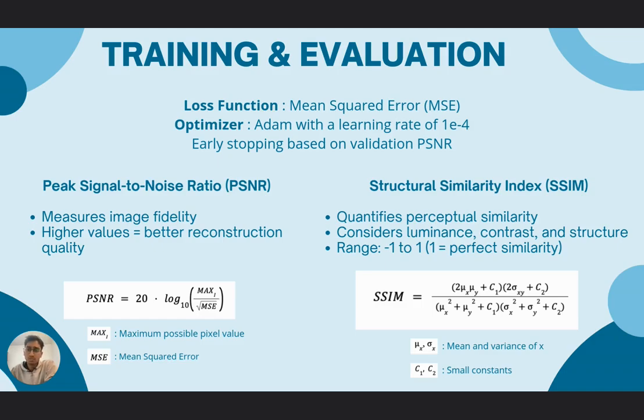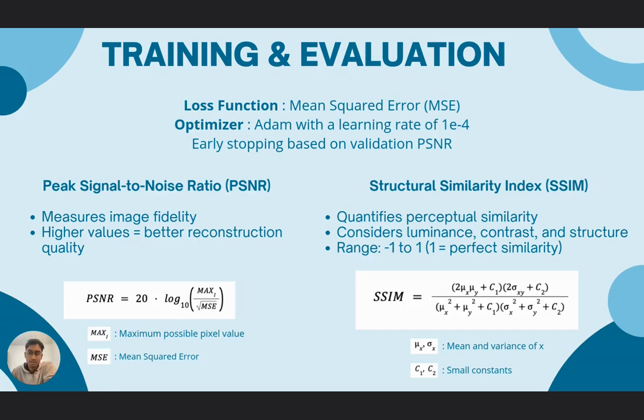And to evaluate the performance of our models, we relied on the following metrics, which are the PSNR and SSIM. So, peak signal to noise ratio. It measures the fidelity of the reconstructed high resolution images compared to the ground truth. It calculates the ratio between the maximum possible signal power and the noise introduced by the reconstruction process. So higher PSNR indicates better quality of reconstruction.